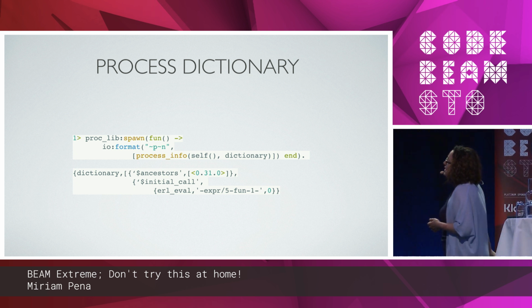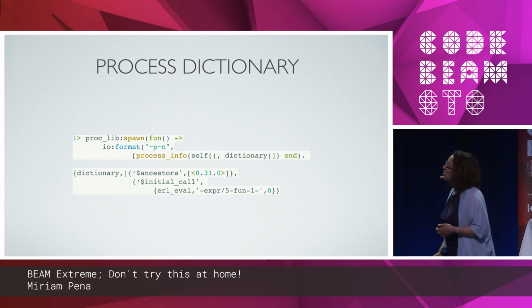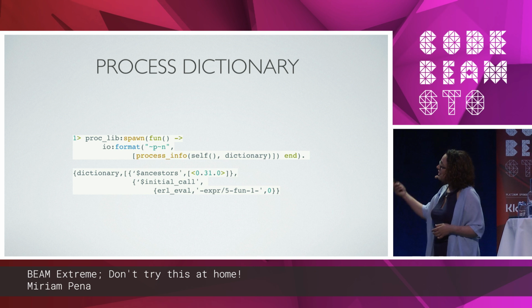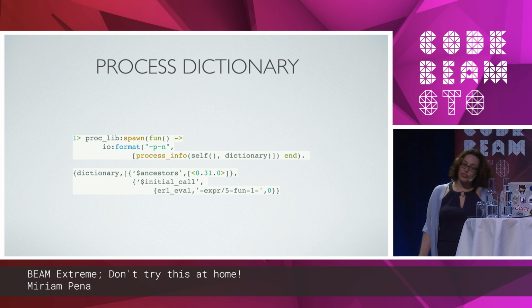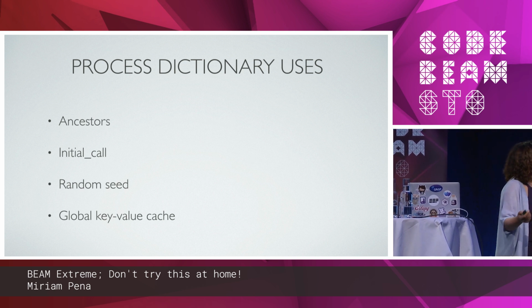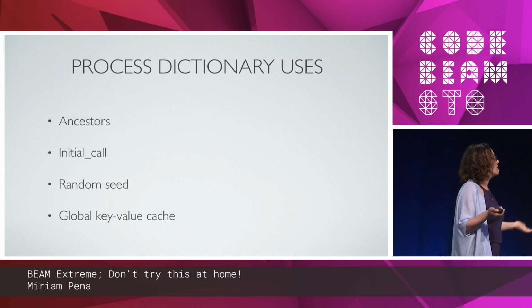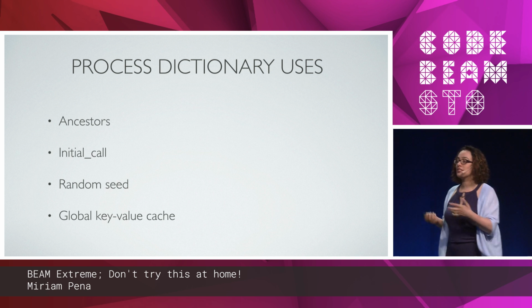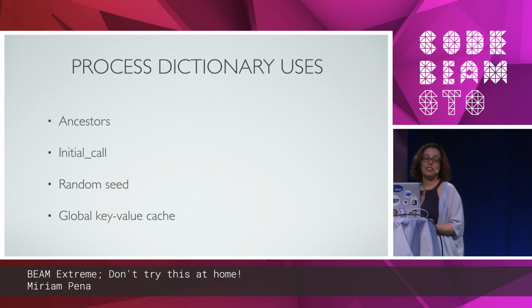This is how you get what's in your process dictionary. You call process_info with the key dictionary. And as you see, it's used for ancestors. It's used for initial calls. It's also used for the random seed. Another library is used for global key value cache. So you're using it all the time, even if you don't notice.